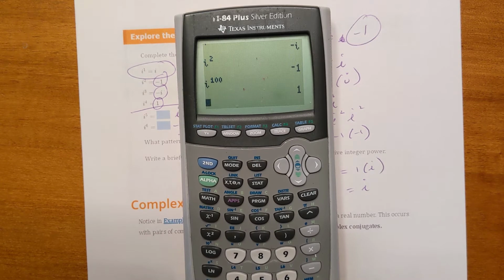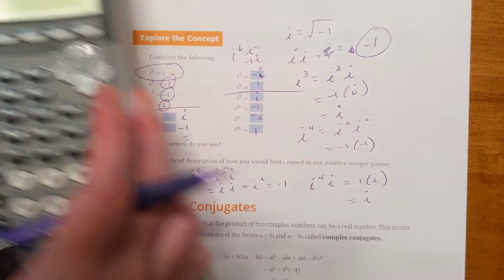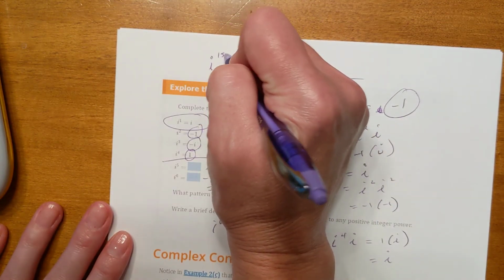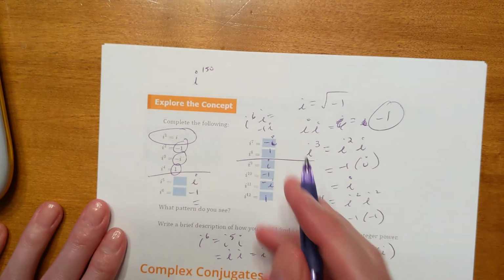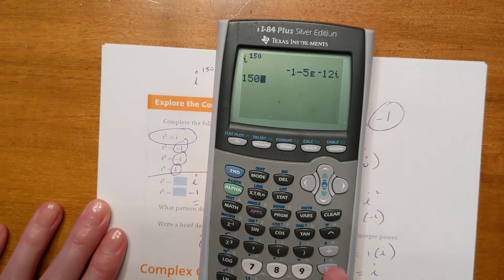But if you get over 100 or so, I don't know exactly when it stops, but at some point it stops. So I think if we do i to the 150, I don't think it'll work. It does not. So when it gets to be a really big number, you've got to break out how many there are to the 4th. So if you have i to the 150, what you want to do is break out groups of 4 of it. So divide it by 4 on your calculator. So 150 divided by 4 gives you 37.5.